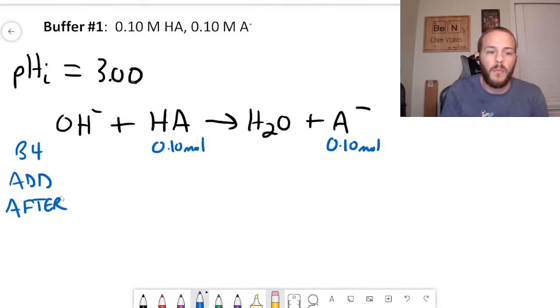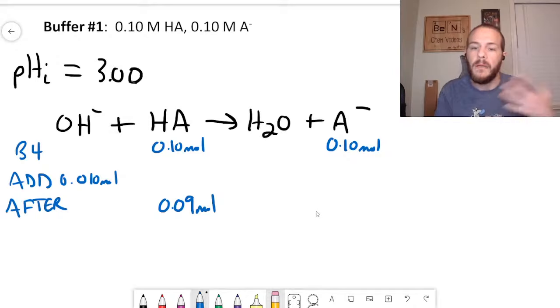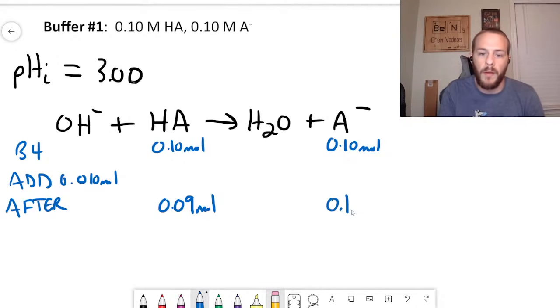The addition, we said, was 0.010 moles of sodium hydroxide, and we're not adding anything else to this, right? So that's going to consume 0.010 moles of our weak acid, resulting in 0.09 moles of the acid. So the amount of the acid in moles has reduced by 0.01 moles. At the same time, the amount of our base is going to increase by 0.01 moles. So we end up with 0.11 moles of our weak base, right?